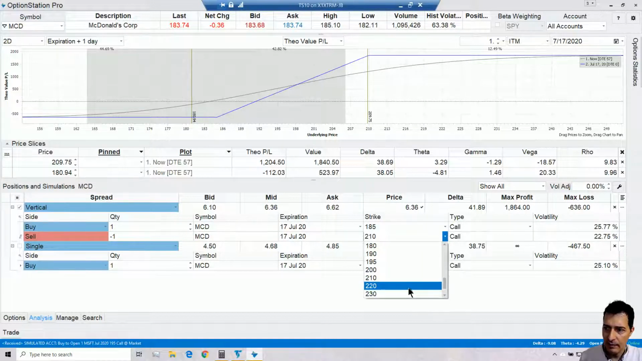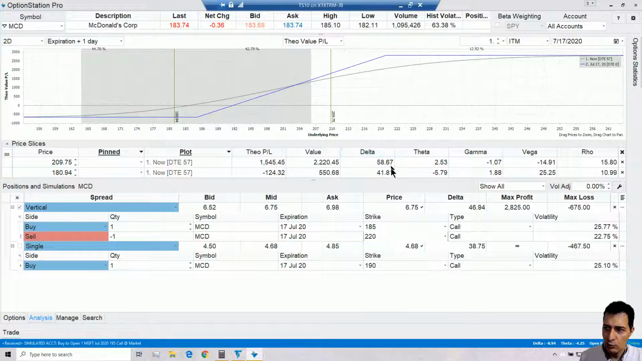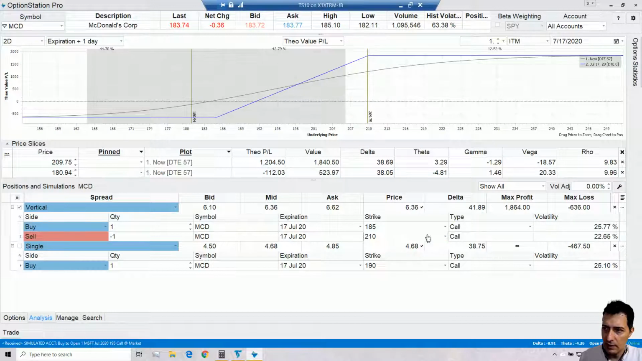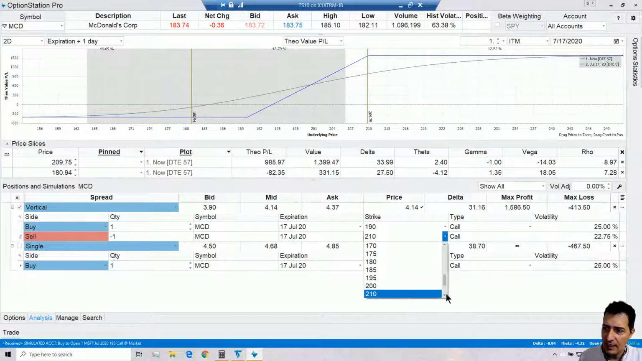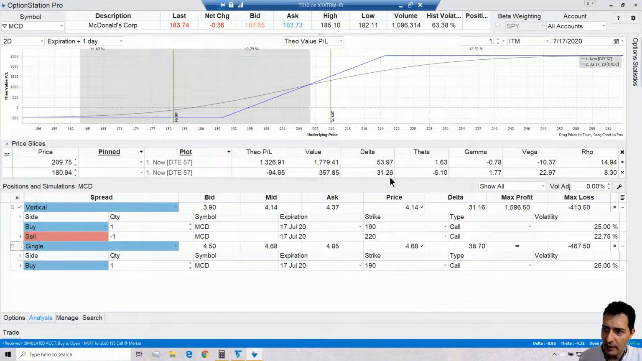Maybe we'll do 220. Oh, sorry for that. 210. Yeah. Interesting. Okay, so 210 is too much. That means I need to move up the 185 to the 190. Let's see what happens if I do 190. That's bringing me to 27.5. Now if I move the 210 to 220, now it's 31.